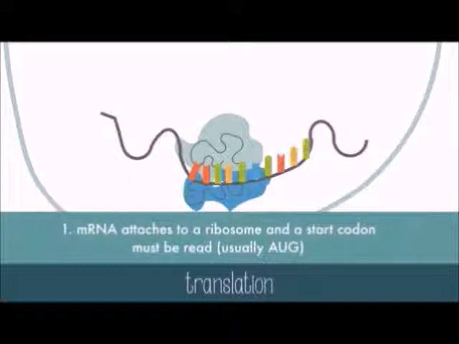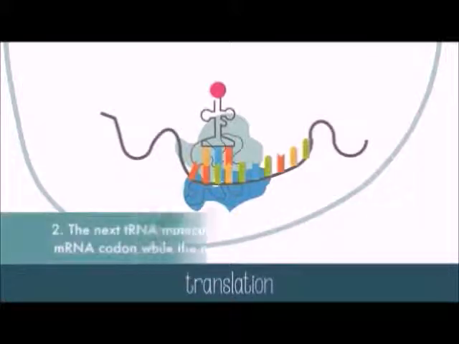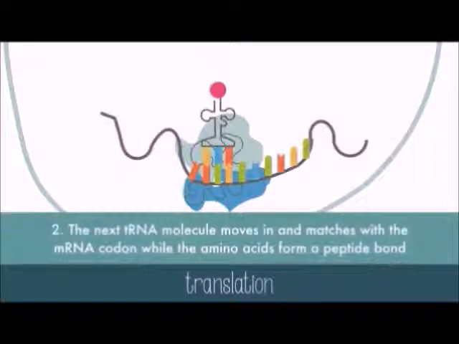It's usually AUG, and I remember that school starts in August, and that helps me remember AUG. The first amino acid is brought in by tRNA. The anticodon on tRNA matches up to the codon on mRNA. Then, the next tRNA molecule moves in and matches up with the mRNA codon. This time, the amino acids form a peptide bond and link together.